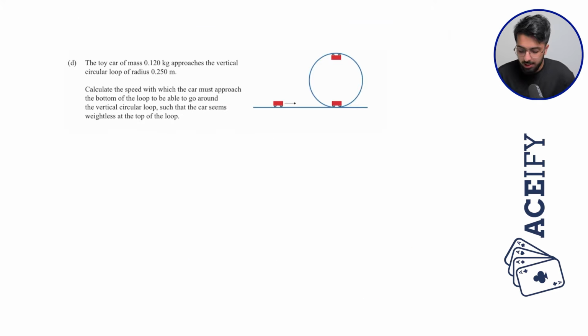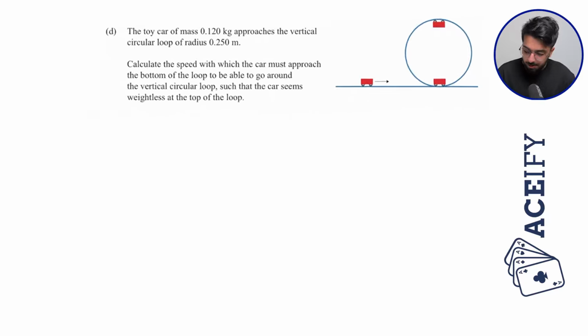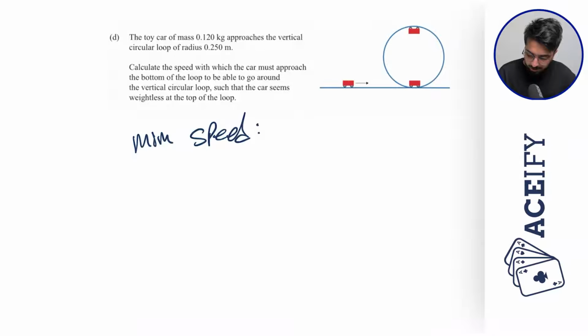So calculate the speed that the car must go at the bottom of the loop such that it can go around the vertical circle and seem weightless at the top, okay? So again, this is the concept of minimum speed. Again, if you don't understand that, watch my vertical circles video.